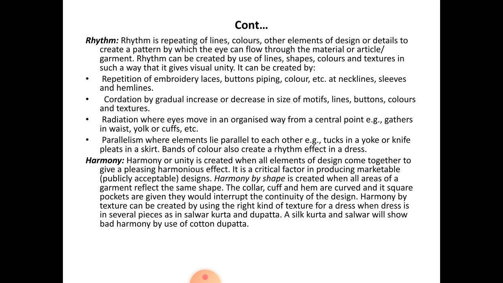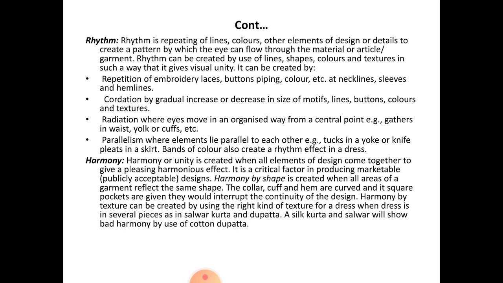Radiation, where the eye moves in an organized way from a central point, for example gathers in waist, yoke or cuff, etc. Parallelism, where the elements lie parallel to each other, for example tucks in a yoke or knife pleats in a skirt. Bands of color also create a rhythm effect in a dress. And next is harmony.